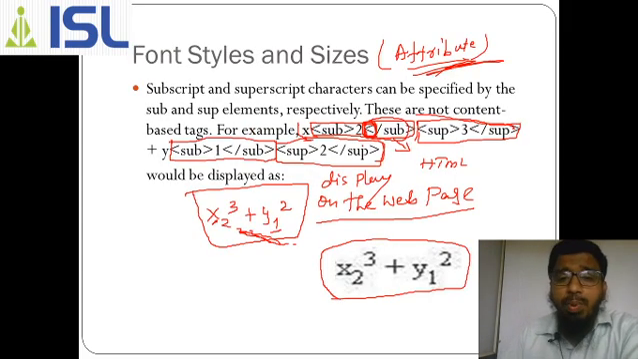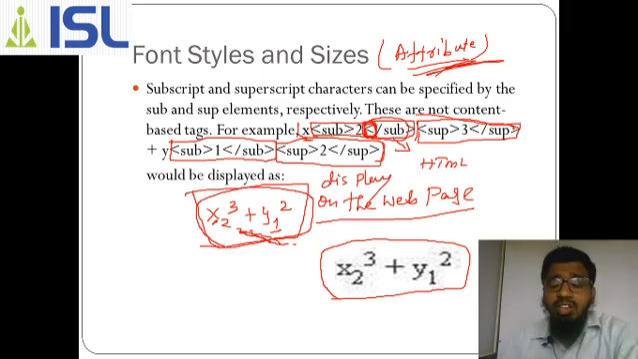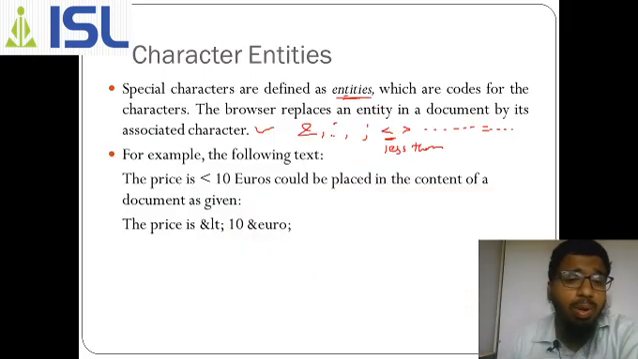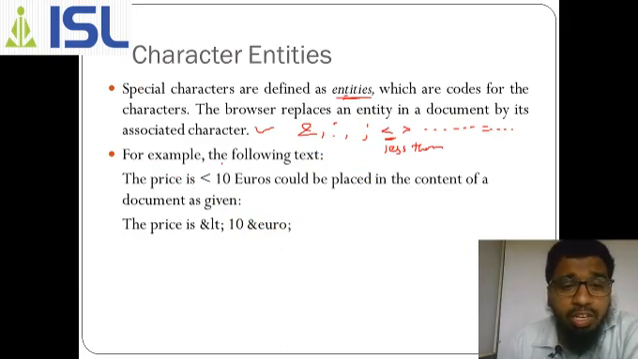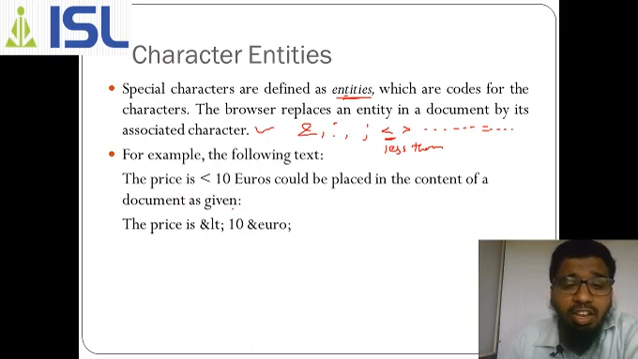When you go to the web page, see, I am writing the code here, sub 2 sub, closing tag, opening tag, but what is displayed on the web page is only this part. Less than, greater than, these are not displayed. So how will we display them? I will show you in the next slide. For example, the following text, the price is less than 10 euro, could be placed in the content of a document as given.